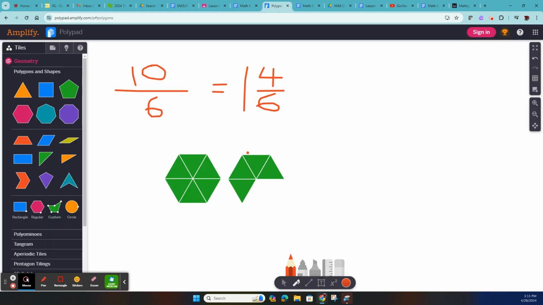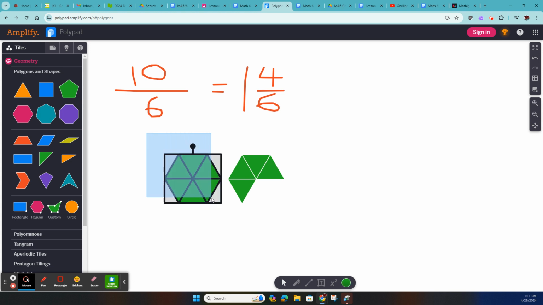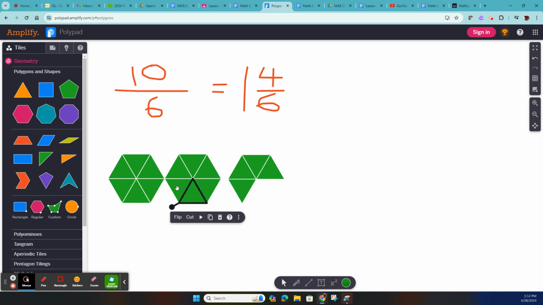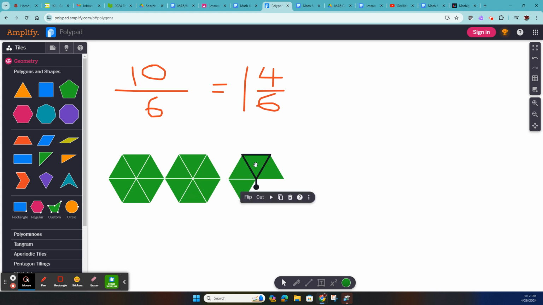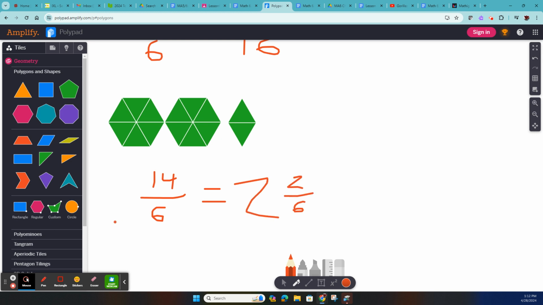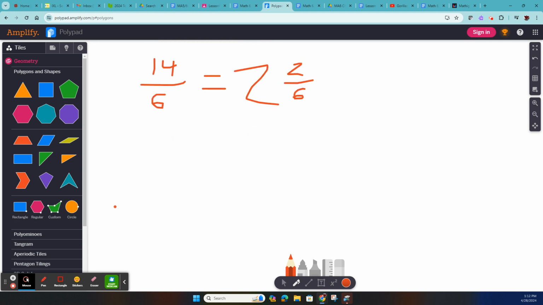B is 14/6. I'll do that really quick, just because we're already there. Okay, so now what do we add here? We got 6, 7, 8, 9, 10, 11, 12, 13, 14. Okay, so 14/6. What is that as a mixed number? I've got 2 wholes, and I've got 2/6 left over. Kind of cool. Okay, moving on.